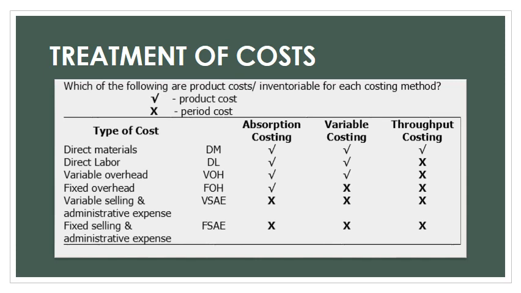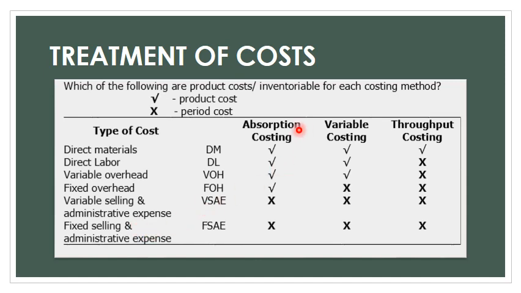Okay, so which of the following are product cost or inventoriable for each costing method? So, dito may check yung mga product cost at nilagyan natin ng mark na X kapag period cost. So, we have absorption costing, variable costing, and throughput costing. So, the types of cost na meron tayo, direct materials, direct labor, variable overhead, fixed overhead, variable selling and administrative expenses, pati fixed selling and administrative expenses.